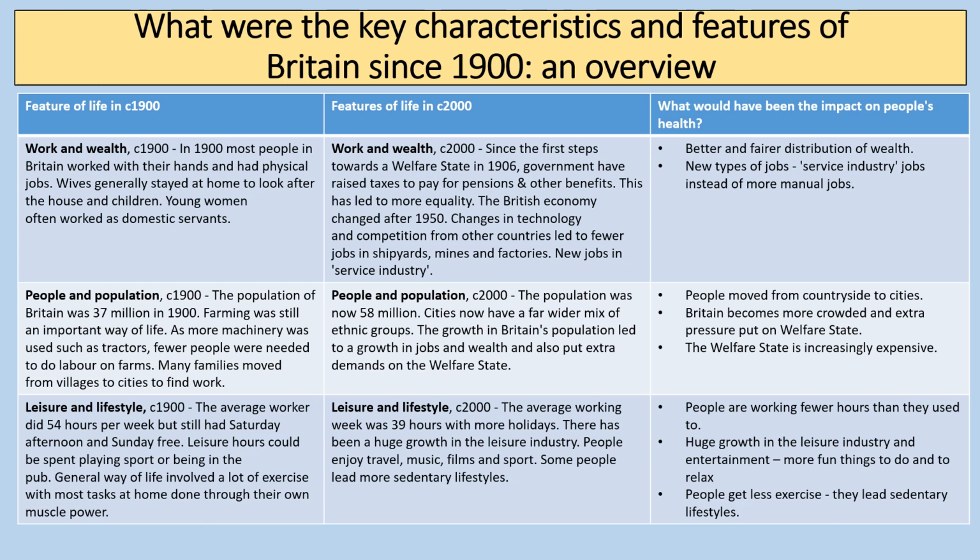So since the first steps towards a welfare state in 1906, the government have raised taxes to pay for pensions and other benefits. That's led to more equality. The British economy has changed after 1950. There's less manual labour. Changes in technology and competition from other countries led to fewer jobs in places like shipyards, mines and factories, and new jobs in the service industry.